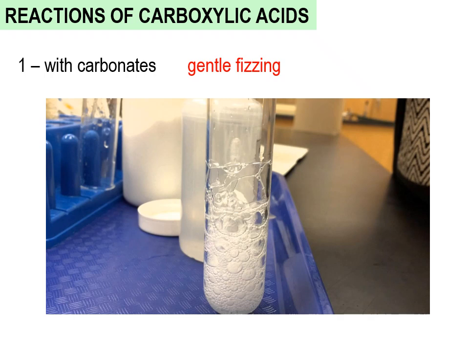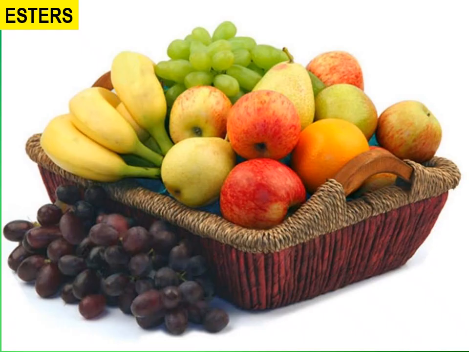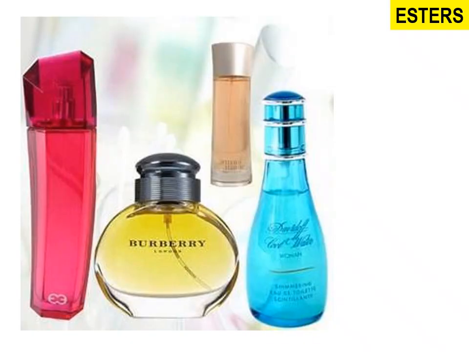Reactions with carboxylic acids. If you add carbonate, it will produce carbon dioxide, gentle fizzing. Right? What happens when you mix carboxylic acids with alcohols? It becomes an ester, and an ester usually has a COO there, and then you have something else on the left-hand side, something else on the right-hand side. So what is an ester? Ester is used as perfumes.